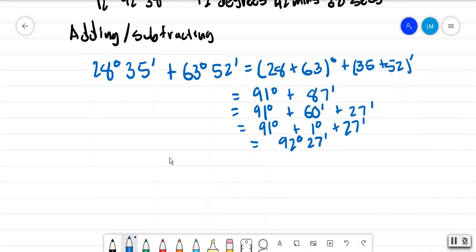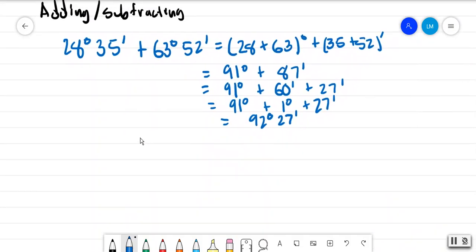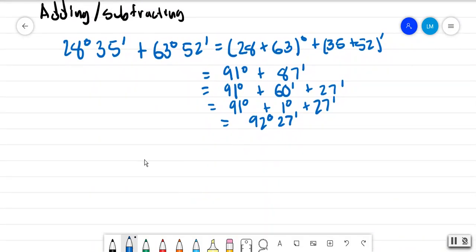So what if we wanted to just subtract then? Well, it would be more or less the exact same thing. What if you wanted to take 180 and subtract the following angle measure, 117 degrees and 29 minutes? Well, in this case, what we can do is borrow some of the degrees from 180.